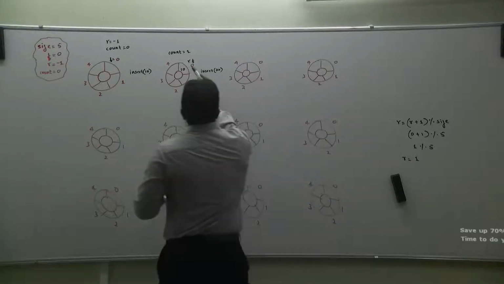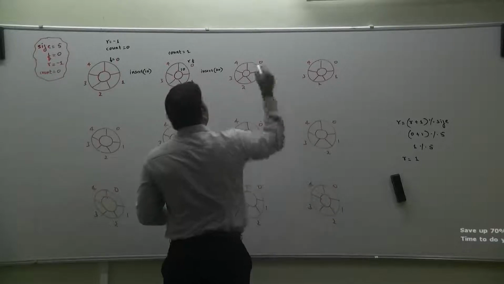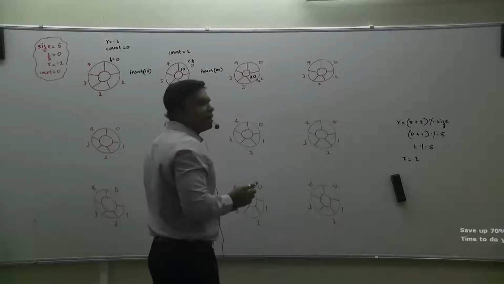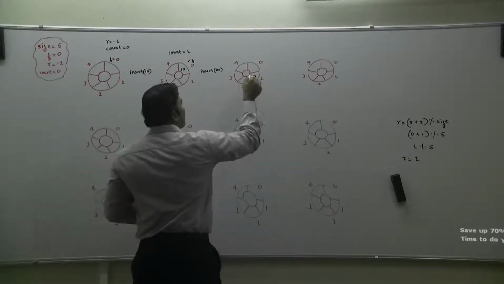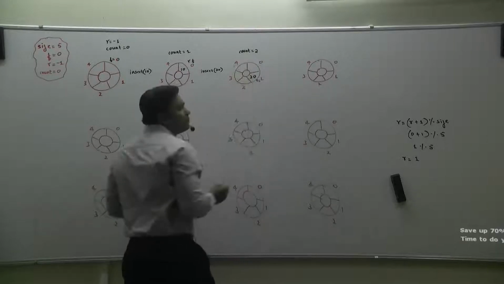So watch it. R was previously 0. Now R is 1. And then at Q of R, I will place the element. 20 is the element. I have placed it. Not only that, I will increment count. Count becomes 2.